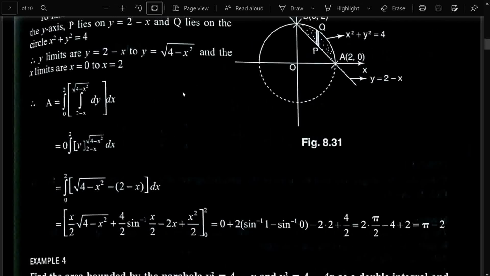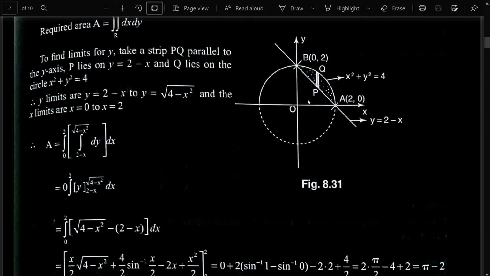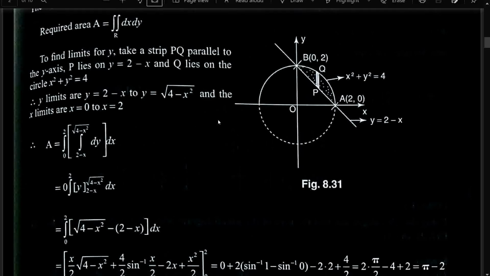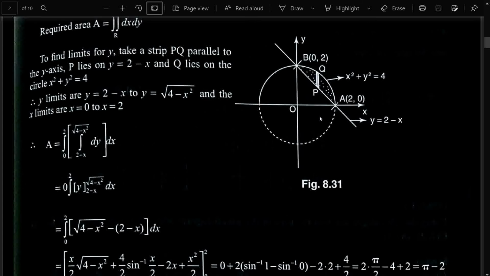And again, as a simple double integration, you have to take the strip. The lower limit is the equation of the line, and the upper limit is the equation of the circle, with respect to y. Why with respect to y? Because it's a vertical strip. If you want, you can take a horizontal strip also, no problem. Then dy and dx, with x from 0 to 2, because it's going from 0 to 2 in the x direction.